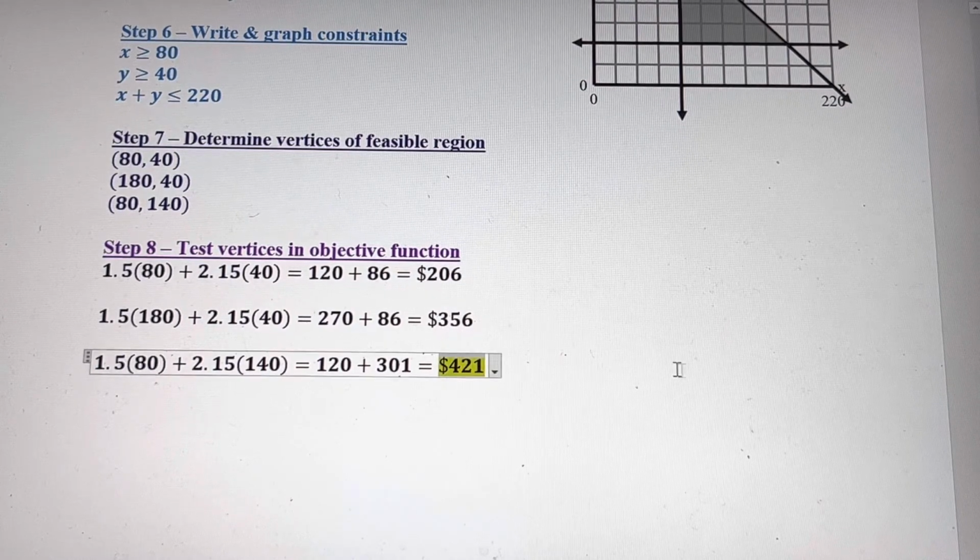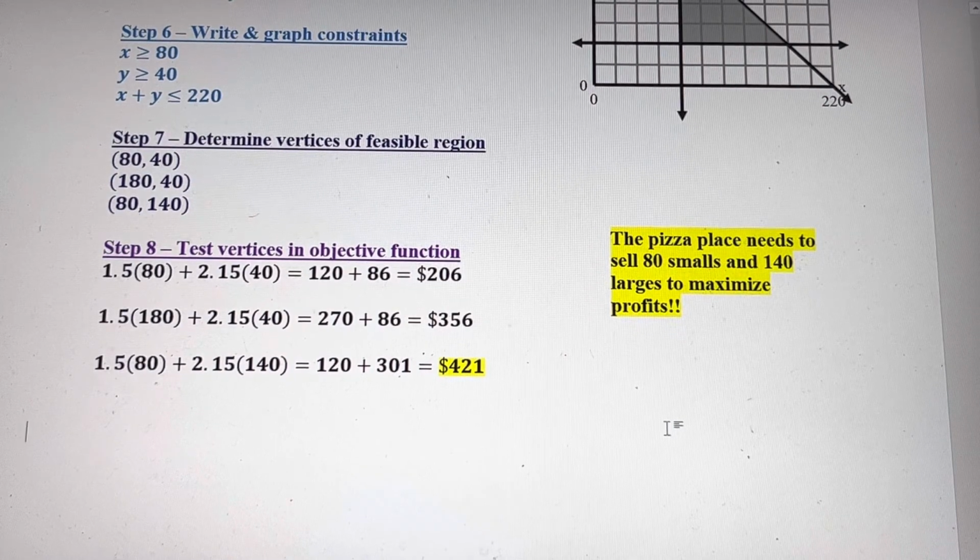So $421 that night. That's the combination the pizza place needs to sell in order to maximize profits. We want to sell 80 small pizzas and 140 larges. So that's the linear programming process. If you have any questions, reach out.